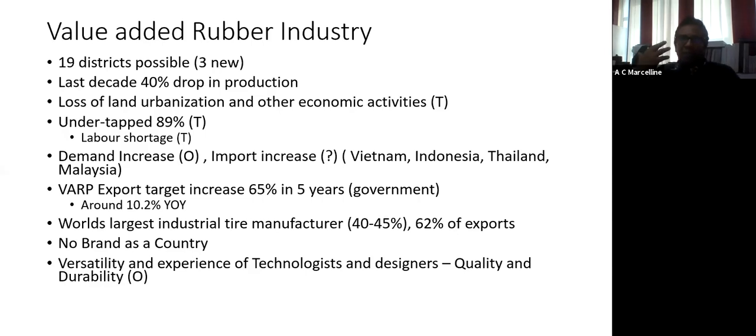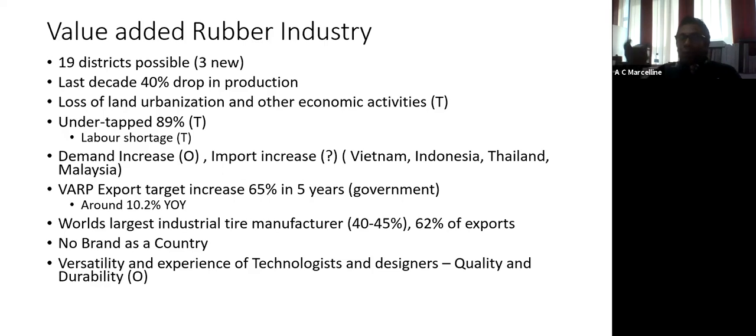That's quite positive, because when you see 65%, it looks humongous, but it's around 10.2% year on year. If you can't achieve 10.2% year on year, then there's no point, right?